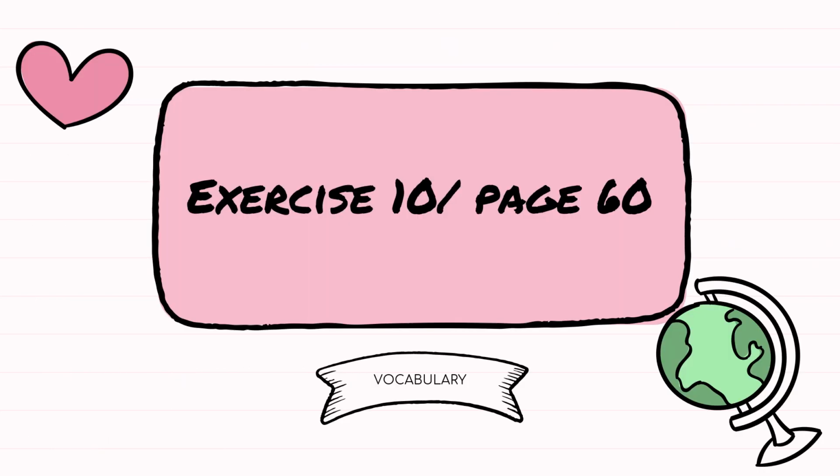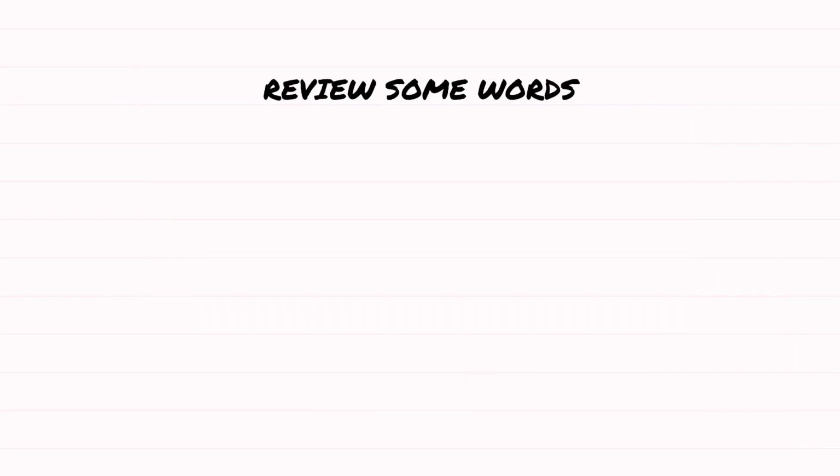Now we move on to exercise 10 on page 60, the vocabulary exercise. And now, before we start the exercise, we will review some words. First one, we have the word primary school. Primary school means trường tiểu học. And we put the stress on the first syllable, primary.